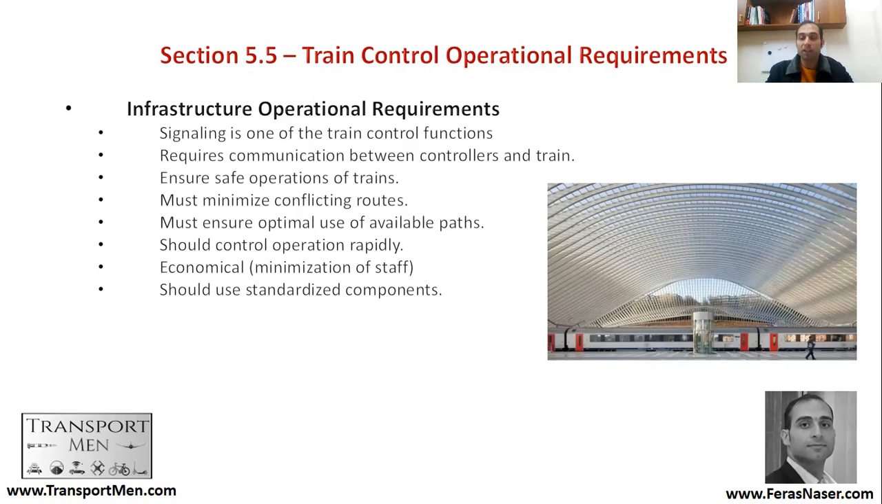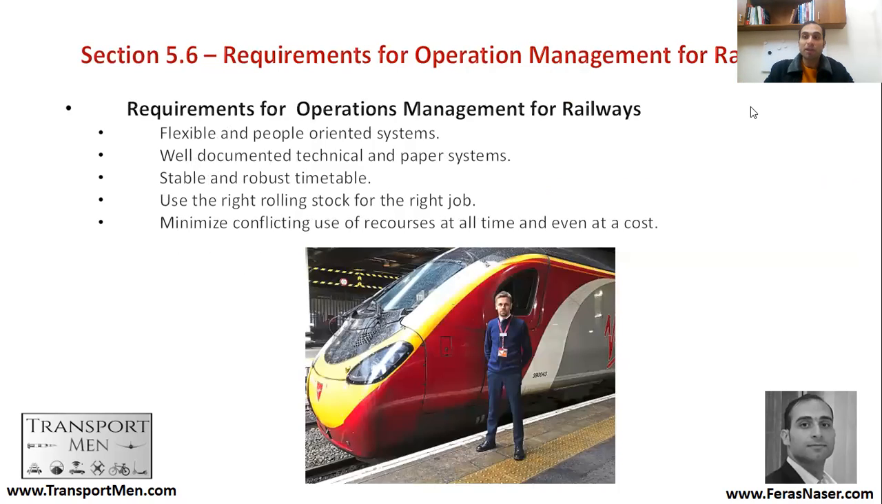Ensure safe operations of trains through a reliable timetable, a reliable signaling system, proper mitigation measures, and an example of this, minimizing conflicting routes. Also must ensure optimal use of available paths. Make sure that you run a proper timetable that utilizes the capacity available. Should control operations rapidly, economically, and should use standardized components. And this is the trend, to use standardized, modular components, so that if anything fails, you can change it quickly. So what about the management?